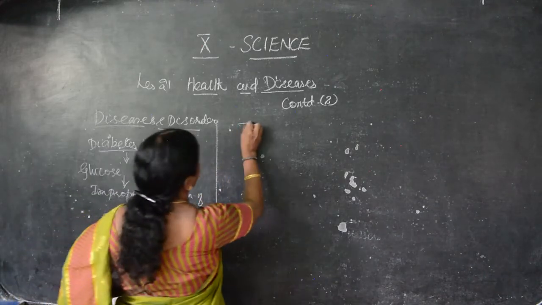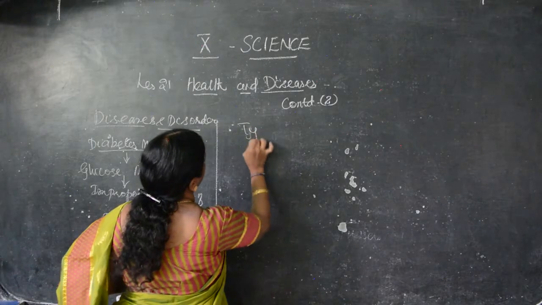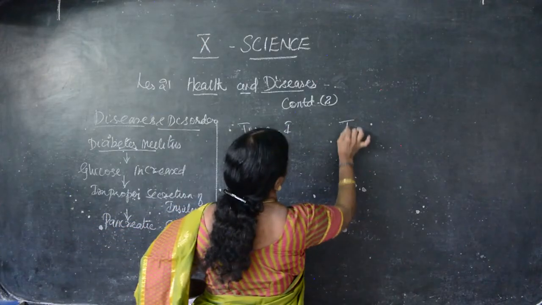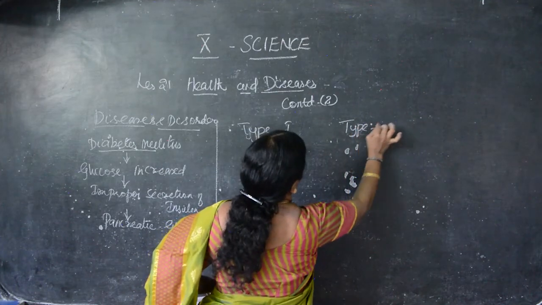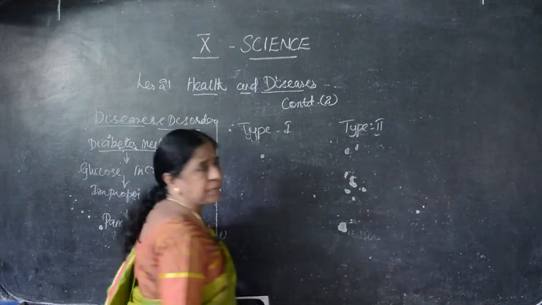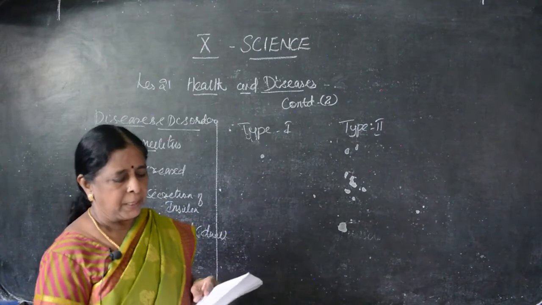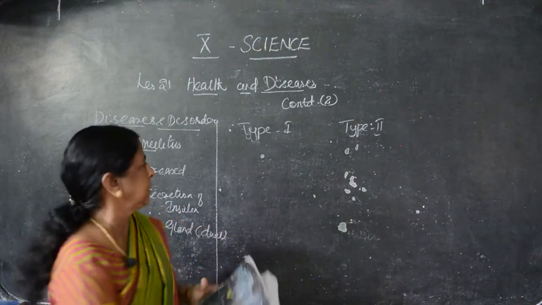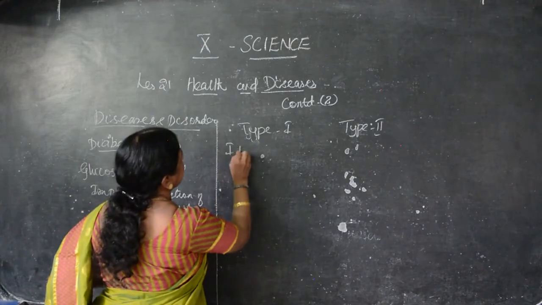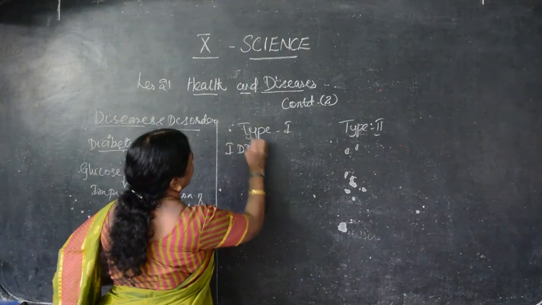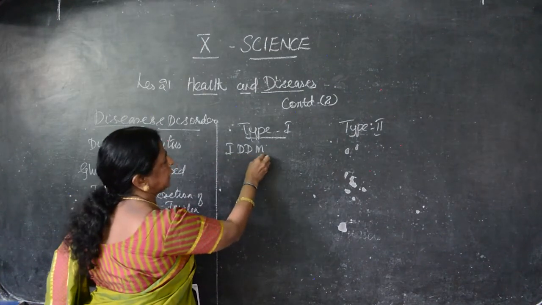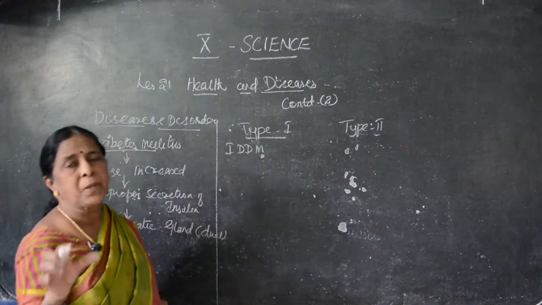One is type 1. Other one is type 2. And we'll see what are the differences between them, type 1 and type 2. Type 1, this is insulin dependent diabetes mellitus, IDDM. Insulin dependent diabetes mellitus. So which is the main part for this?